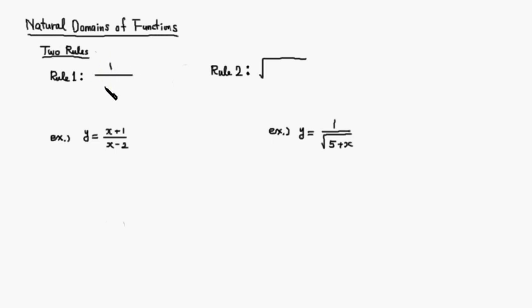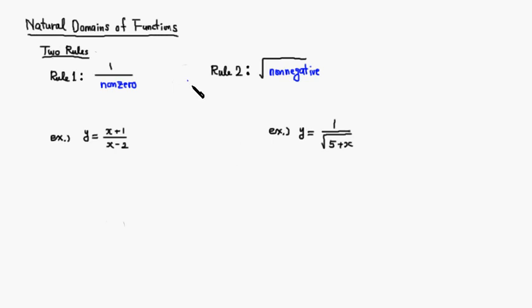have to make sure that the denominator is non-zero, because we cannot divide by zero. So we need to make sure that the denominator is always non-zero. And rule number two, if you have a square root or fourth roots or sixth roots, so even roots, then we have to make sure that the expression inside the square root has to be non-negative. Zero is okay, but a negative number is not okay, so non-negative.